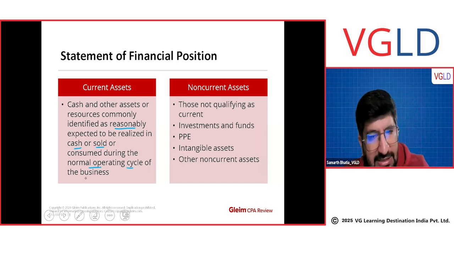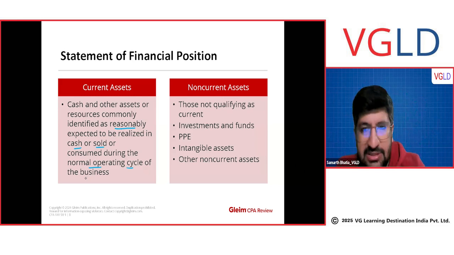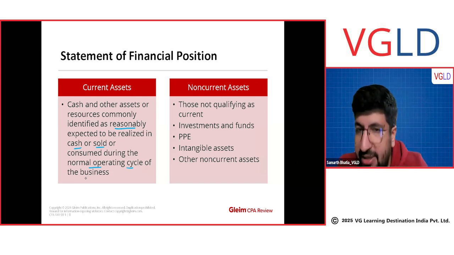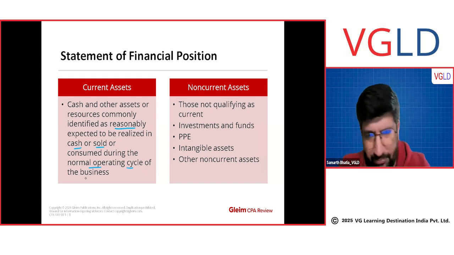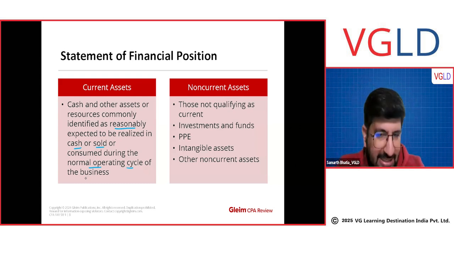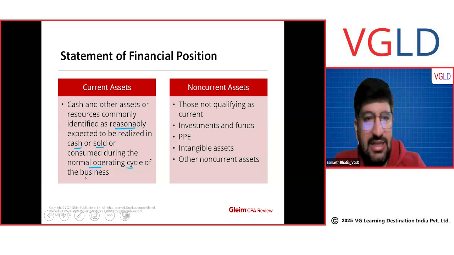And what are the non-current assets? Those assets which are not current assets are the non-current assets, because assets are divided into two parts: current and non-current. If you are not able to convert your asset into cash within 1 year or within one operating cycle, then it becomes a non-current asset. Just like long-term investments and funds, then PPE, property, plant and equipment. We have intangible assets and other non-current assets. So these all are the non-current assets.